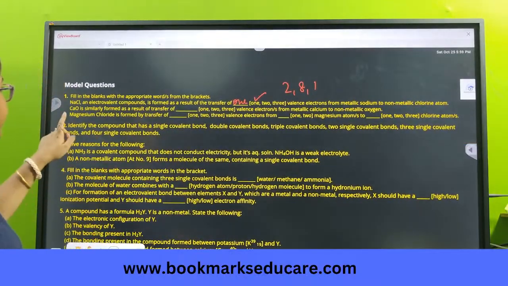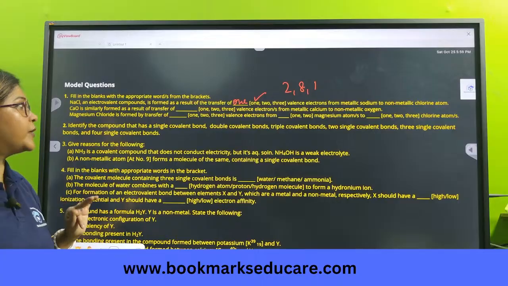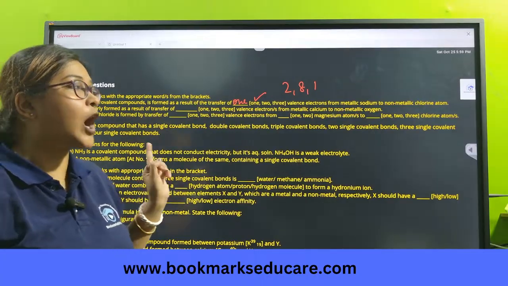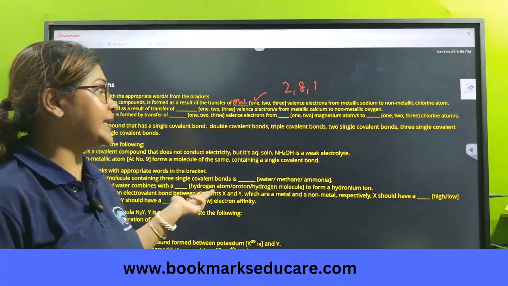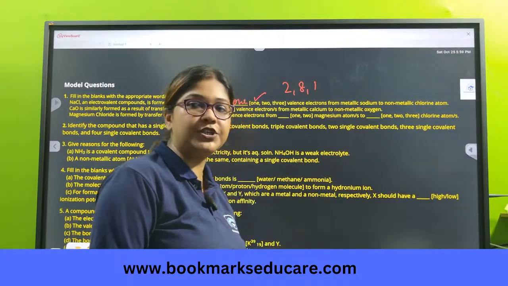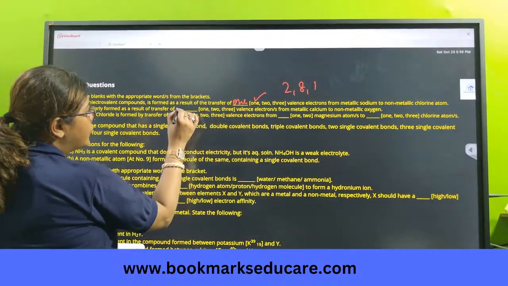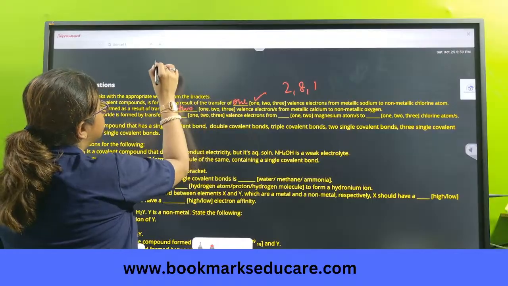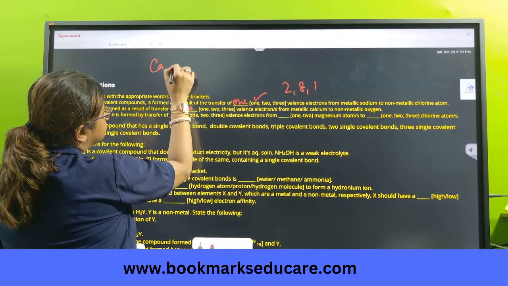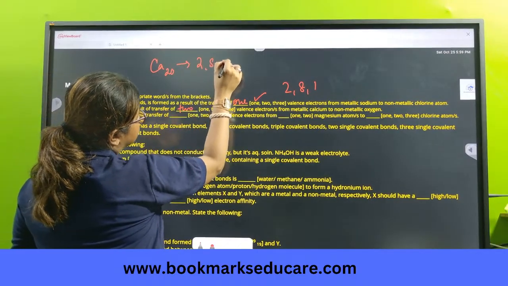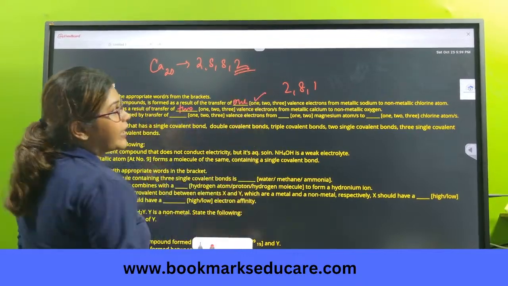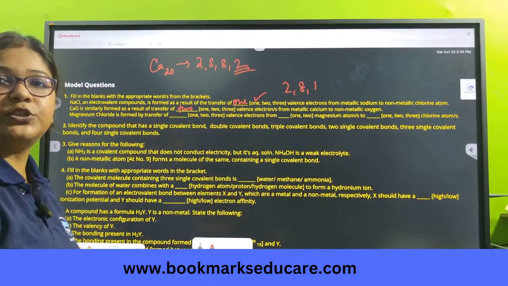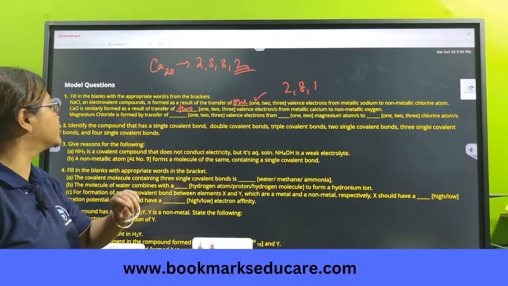Next is calcium oxide, similarly formed as a result of transfer of how many valence electrons from metallic calcium to non-metallic oxygen? It is 2 valence electrons, so these 2 valence electrons will be transferred to the oxygen atom, therefore it is 2.